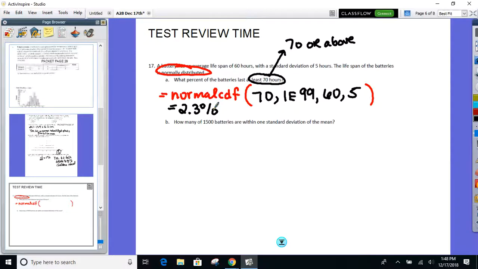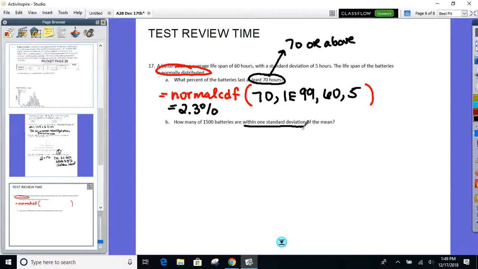Questions? Ready? Because this next one's going to take a little turn. How many of 1,500 batteries are within 1? Your calculator's not going to help you here.